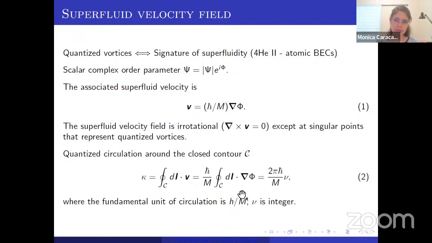And you know that in a closed contour the wave function must return to itself, so the phase change has to be an integer number of 2 pi to guarantee the single value of the wave function. So the phase has to be quantized, sorry, delta phi is quantized in integer multiples of 2 pi, and then the circulation will also be quantized. Here the unit of circulation is the Planck constant divided by the atomic mass, and n here is the integer number. Quantized circulation.